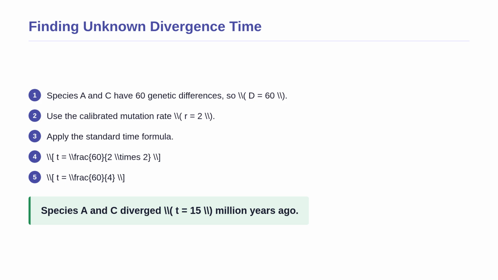This physically means that species A and species C shared a common ancestor 15 million years ago. By using a single fossil to calibrate the clock, we successfully uncovered the hidden evolutionary timeline of a completely different species.